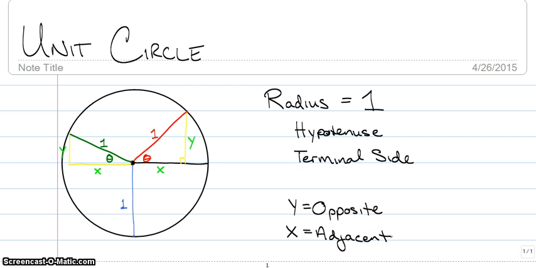So in the circumstance where I take a triangle, flip it over, spin it around, and do all kinds of tricks and transformations to it, you should rearrange that so that the x is the adjacent and the y is the hypotenuse. Or excuse me, the y is the opposite. Because your terminal side should always be the hypotenuse.